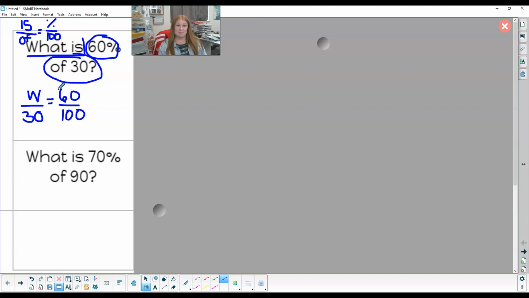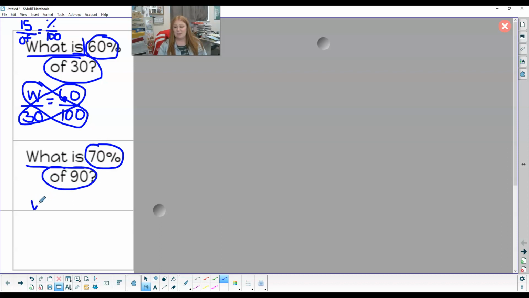I can also cross multiply. On this one, I'm going to cross multiply here and make a new problem. So 30 times 60, and then W times 100, and then I need to get W alone. So I'm going to divide. 30 times 60 divided by 100 will tell me this piece of 30 to equal 60%.